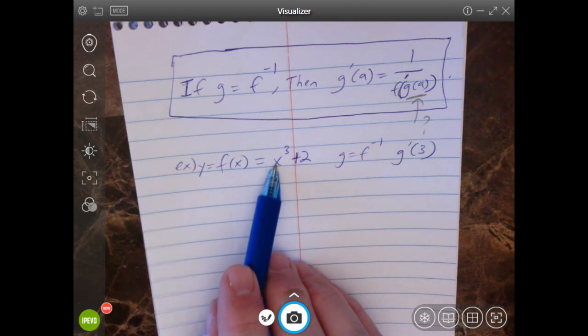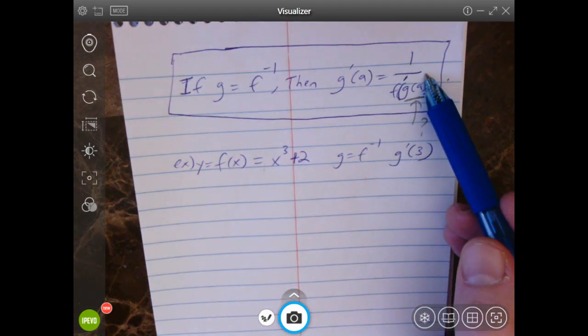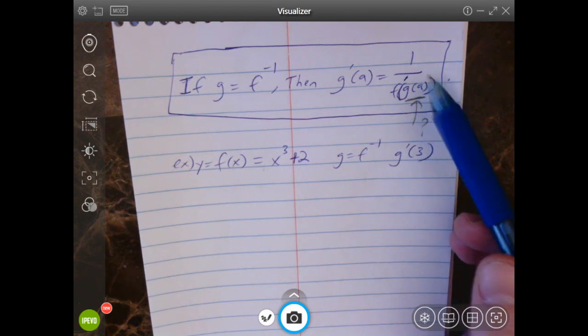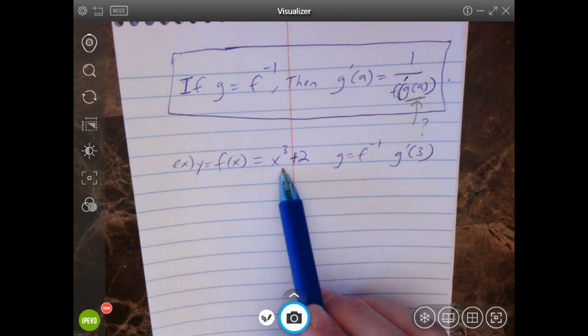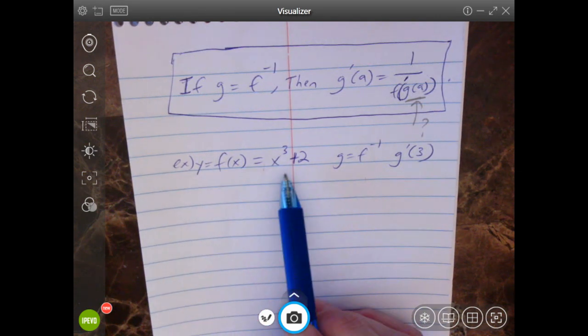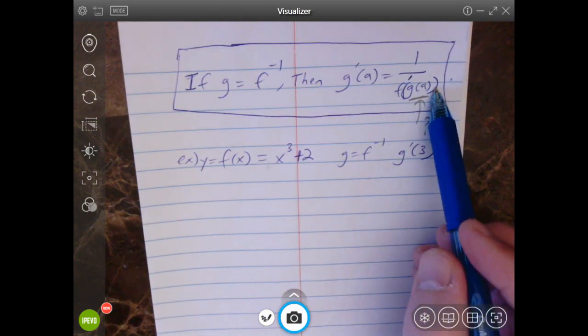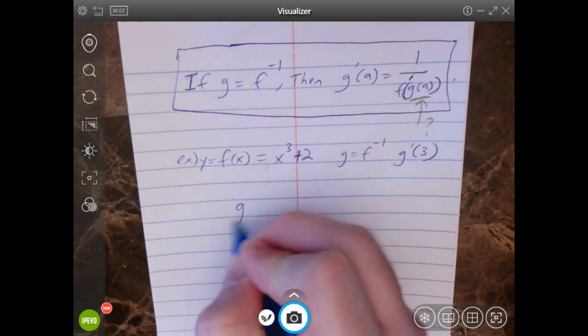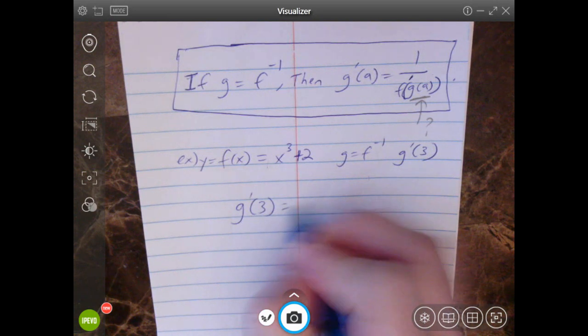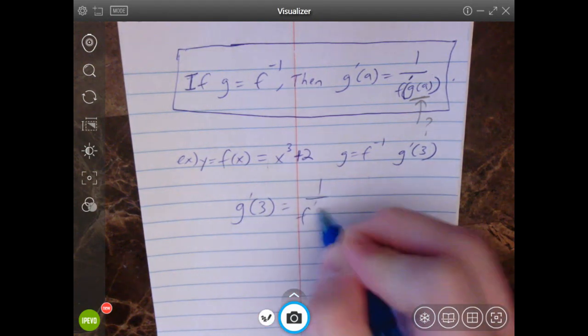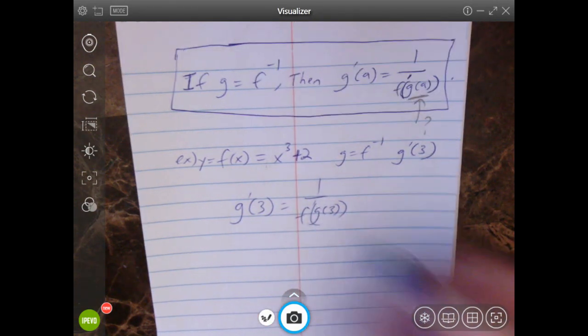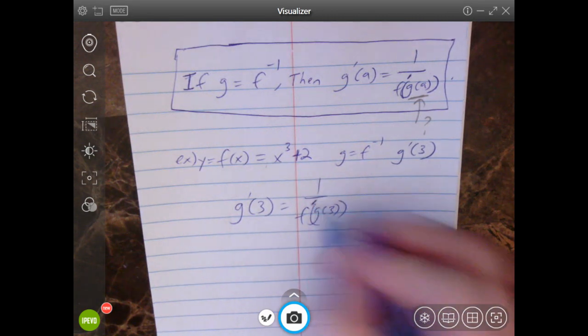But what I'm saying is with this formula, you don't even have to do that. In fact, there's going to be ones where you can't even solve it algebraically. This one we could. We could subtract 2 from both sides and then take the cube root of both sides and then resolve. But what I'm saying is you don't even need to do that if you follow this formula. So what do we do? Well, g prime of 3 is going to be 1 over f prime of g of 3. And now we've got to figure out what g of 3 is.